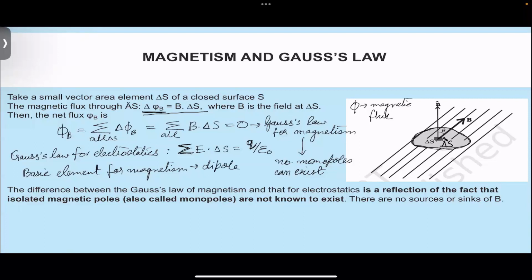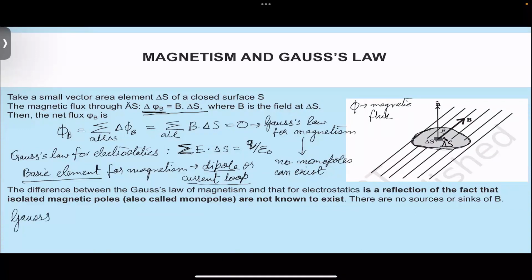Okay, or as we have seen in the previous class, it can be a current carrying loop. So a magnetic dipole or a current carrying loop is the basic element for magnetism. So finally, we can say, what would be the statement for Gauss's law then?